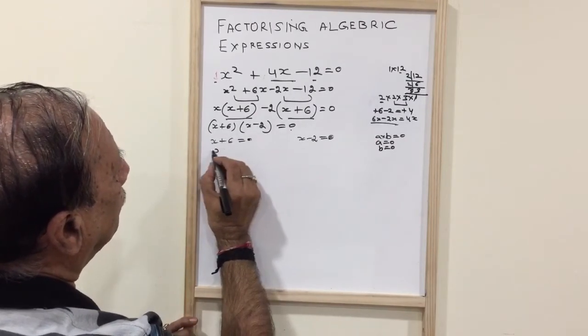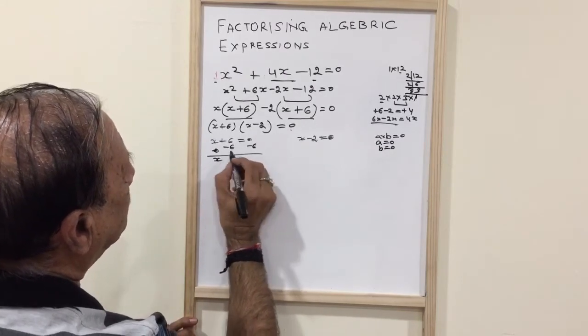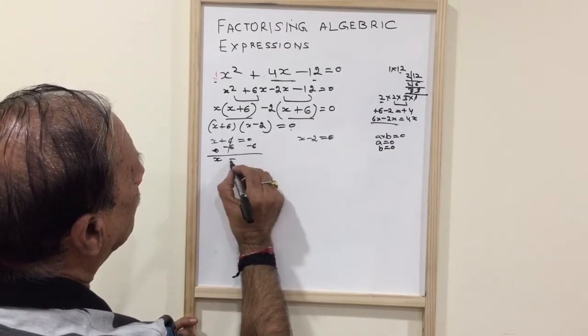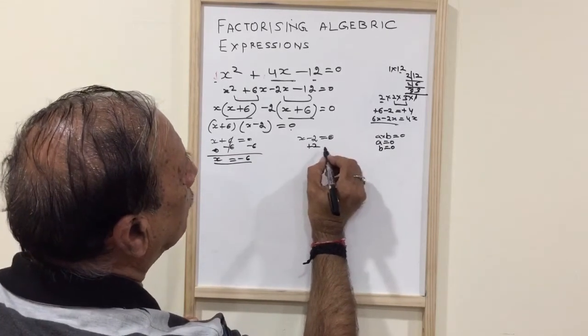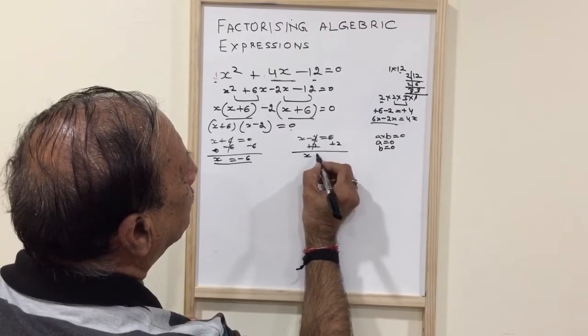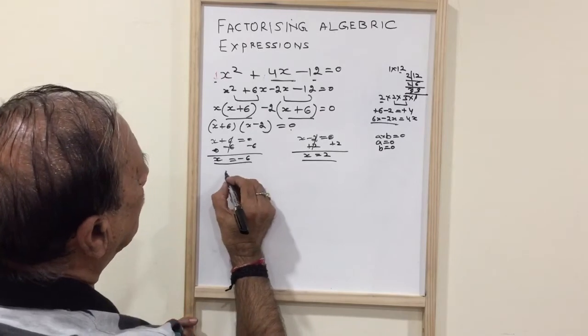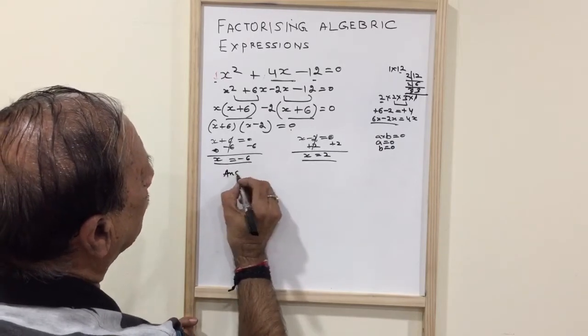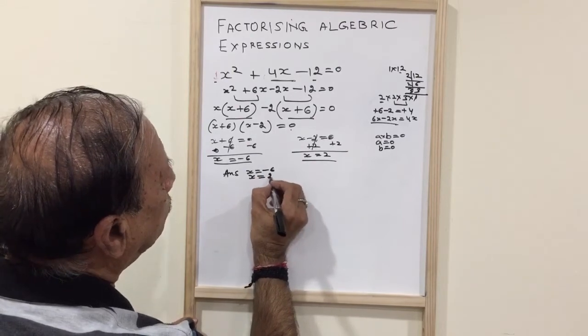So we'll subtract 6 on both sides. So this is cancelled, x is equal to minus 6, and we add 2 on both sides. So this will be cancelled. Again we are left with x is equal to 2. So these are the two values of x. So the answer will be x is equal to minus 6 and x is equal to 2.